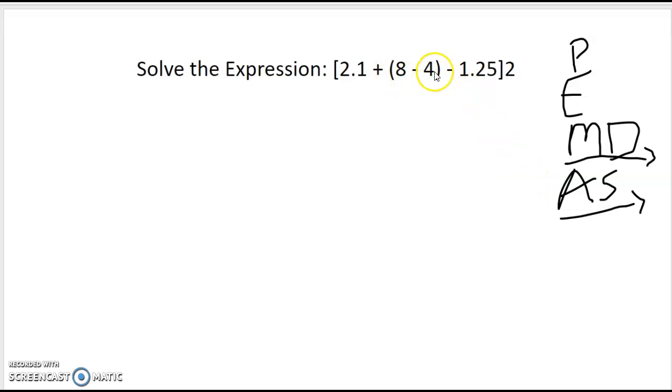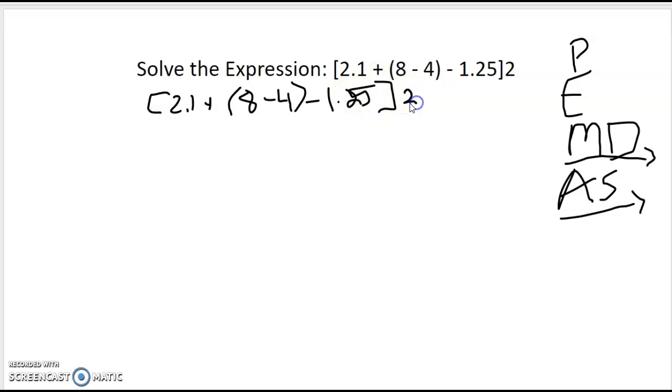So I have parentheses, so that tells me I am going to do that first. So I am going to maybe rewrite this so that I have more room. So let's take 2 and 1/10 plus parentheses 8 minus 4 minus 1 and 2/2500ths. And then brackets 2.